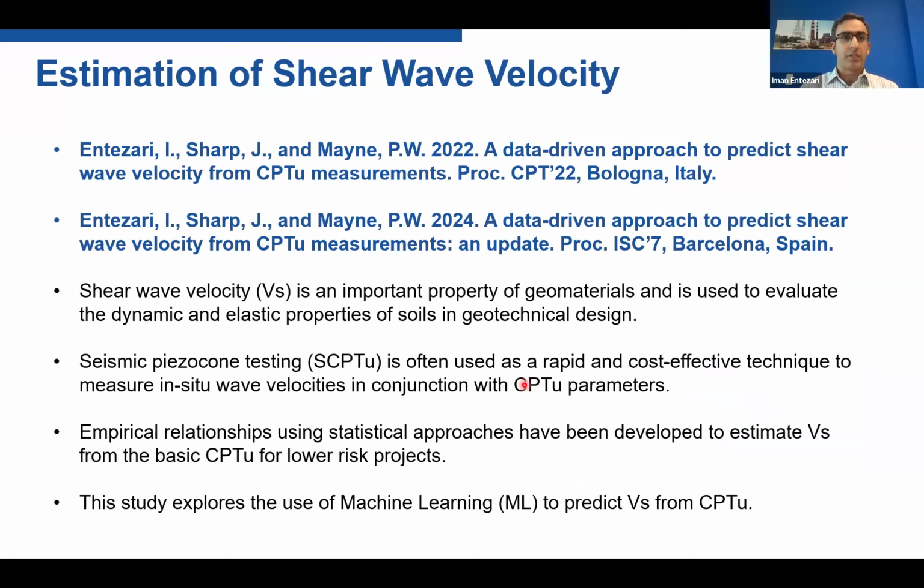Switching to the next topic, which is estimation of shear wave velocity. Part of this work has been published in CPT 2022, and the second part, which is an update, will be published in ISC 7 in June of this year. In this work, we tried to see if we can develop a machine learning based model to get better performance for the prediction of shear wave velocity. Measuring shear wave velocity is normally done using seismic CPT, but again, there have been a number of relationships to estimate shear wave velocity from CPT data, and we wanted to see what happens with a machine learning approach.